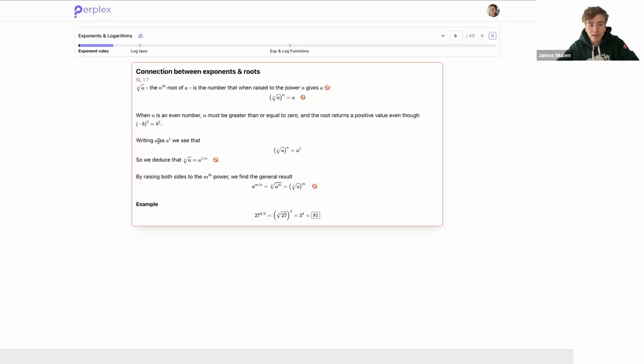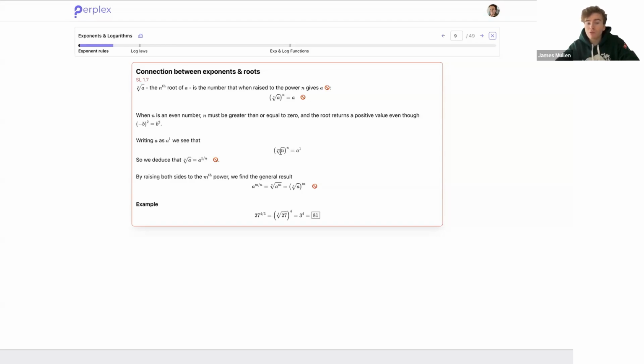And if I write a as a to the power of 1, I notice that the nth root of a to the power n is the same thing as a to the 1, which means that I must have that the nth root of a on its own is equal to a to the power of 1 over n.